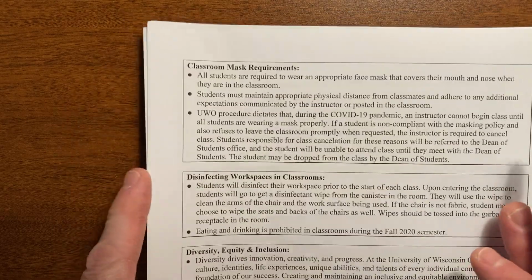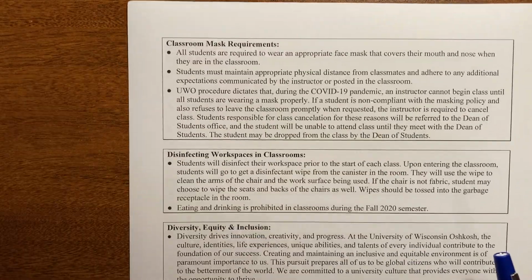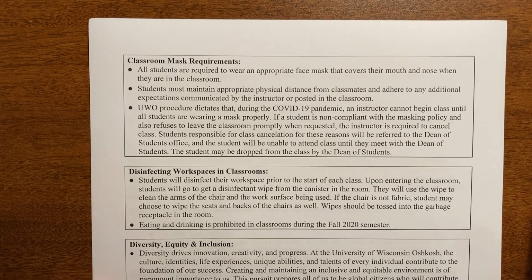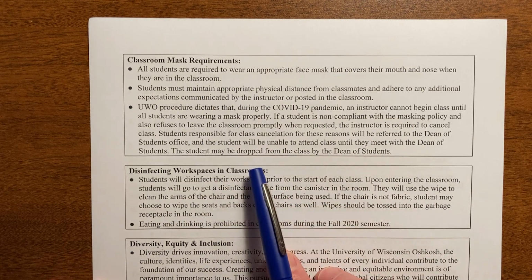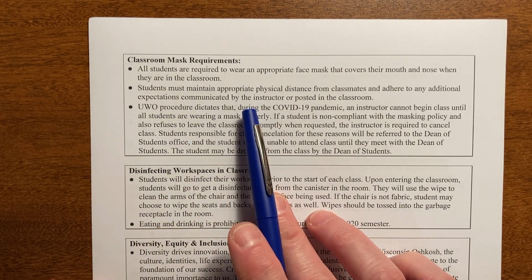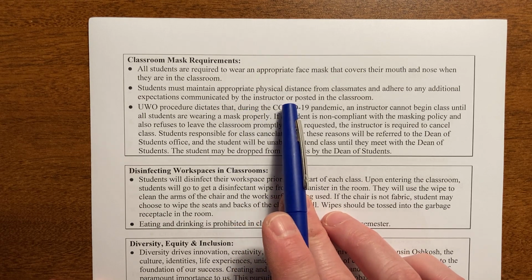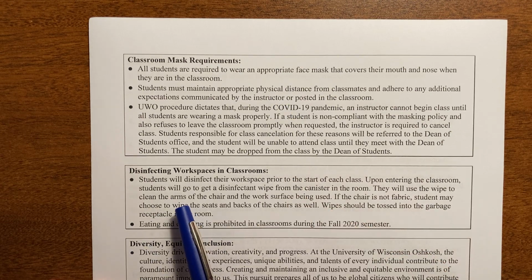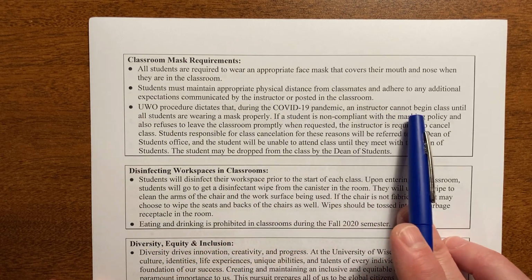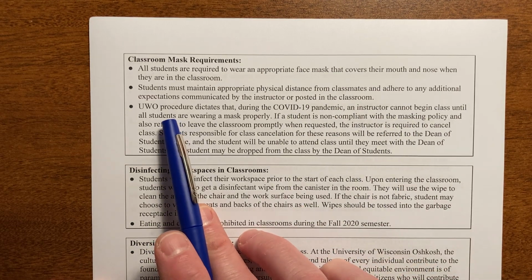This is the stuff dealing with the COVID-19 pandemic, what we have to do as far as keeping safe. All of our students are required to wear an appropriate face mask that covers their mouth and nose. We're all very used to this by this point. Maintaining an appropriate physical distance. I'm not sure exactly what the physical distance that has been mandated by the school, but I'm sure it's at least 3 to 6 feet. This is very, very important here.